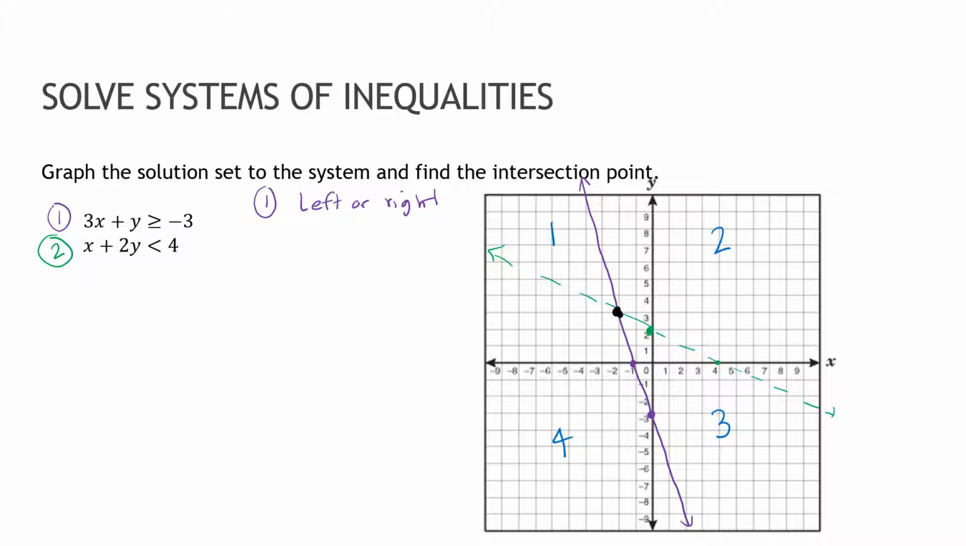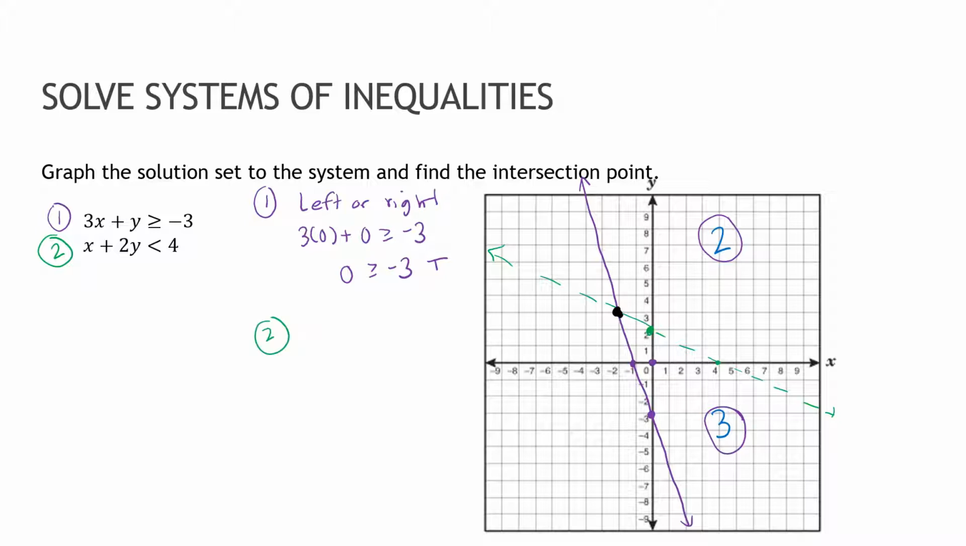And guess which one I'm going to choose? This should not come as a surprise. Let's choose 0, 0. If I choose 0, 0, I get 3 times 0 plus 0 is greater than or equal to -3. That is, 0 is greater than or equal to -3. Is this in fact true? It is true. 0 is bigger than -3, which means that the purple equation should be shaded to the right. So it could be 2, it could be 3, it cannot be 1 or 4. So I've cut it in half. Now I just have to do it again.